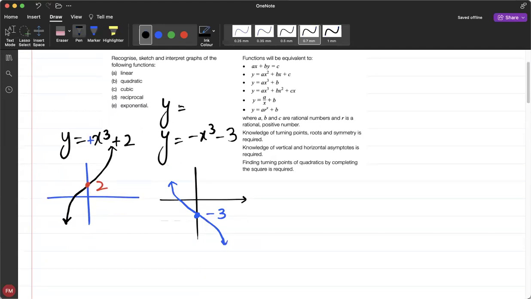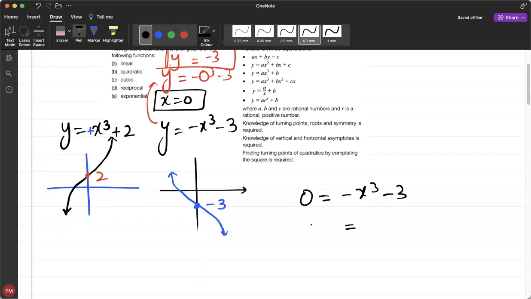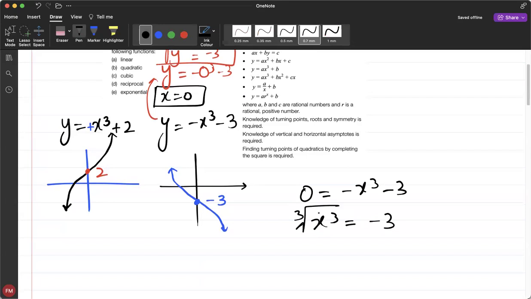So in this case, if x value is equal to 0, that means this equation becomes y equals minus 0 cubed minus 3, which is minus 3. Easy. But in a very similar way, if I plug in y as 0, now that's going to be 0 equals minus x cubed minus 3. So that's going to be x cubed and then minus 3. And you can see that if I took the cube root, it's going to be x equals cube root of minus 3.